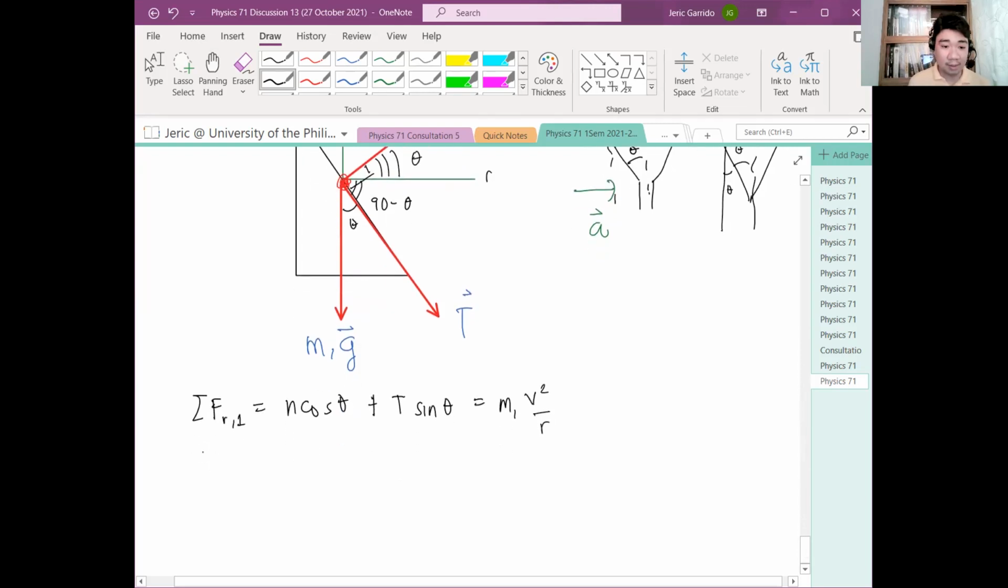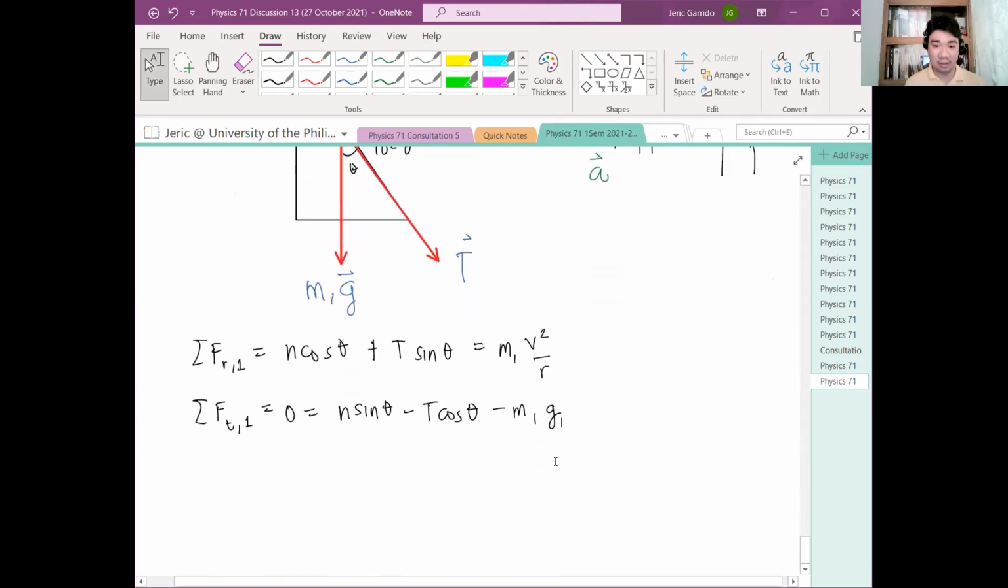Then for the tangential direction of the first object, what will happen? We don't want an acceleration in the tangential direction, because if there's some acceleration, the box will move up and down. You don't want the box to move up and down from the incline, and thus this will just vanish. So this is simply n sine theta minus t cosine theta minus m1 g.